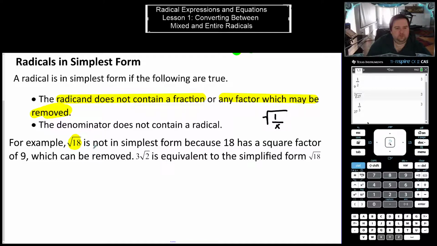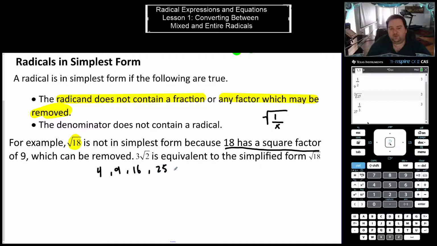We're saying here the square root of 18 is not in simplest form because 18 has a square factor. What does that mean? Well, what are my square factors? What's 2 squared? 2 squared is 4. What's 3 squared? 9. 4 squared, 16.